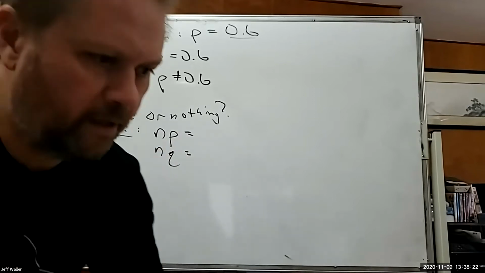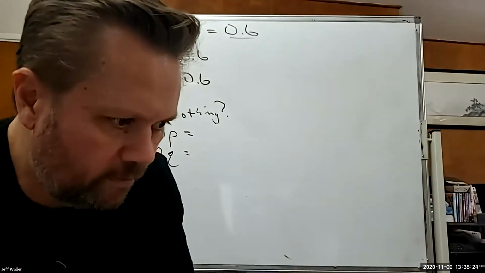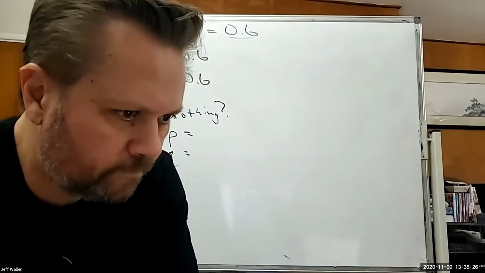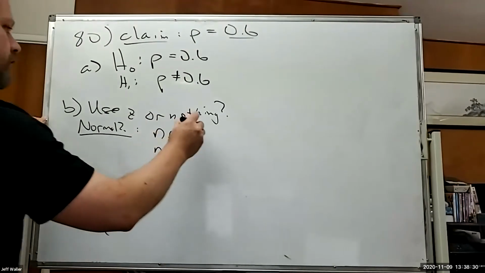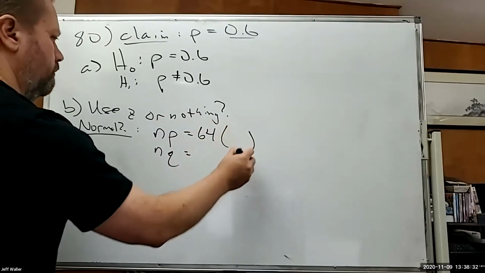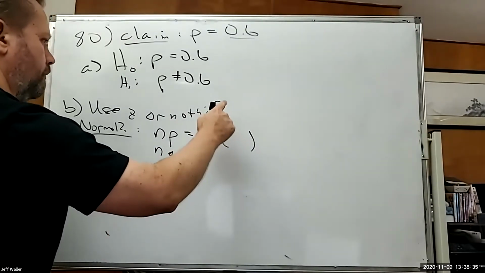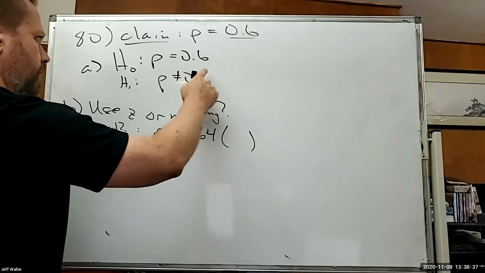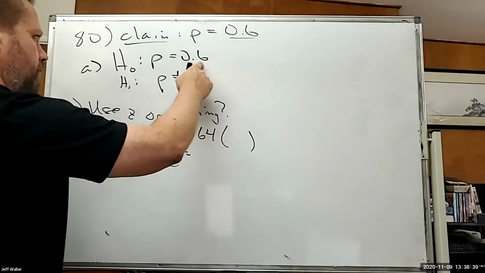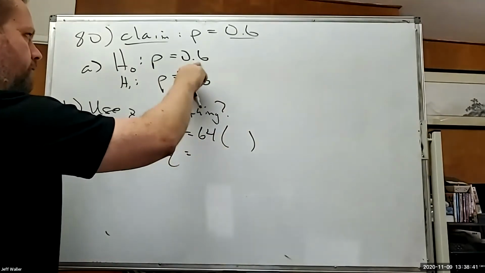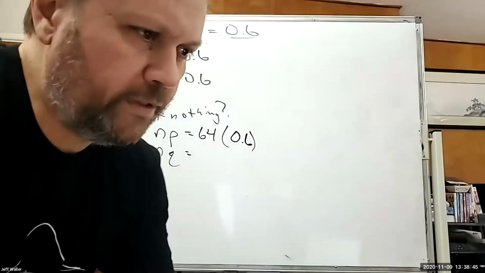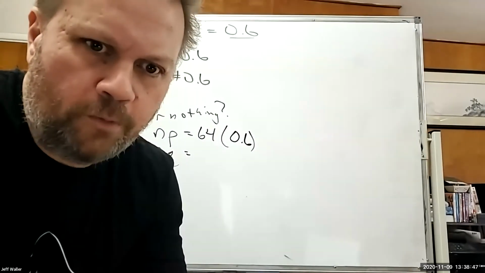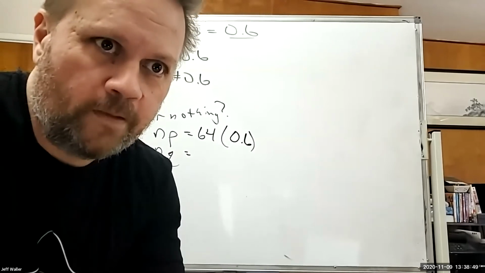What's N? Does somebody have that open in their book? 64. Yeah, they talked to 64 people. So N is 64. And what's P? 0.531. Sounds like it might be P hat, sorry. There you go.